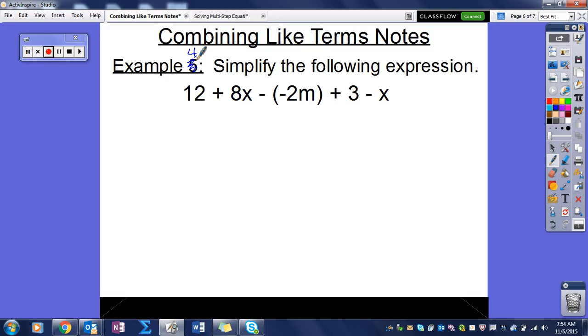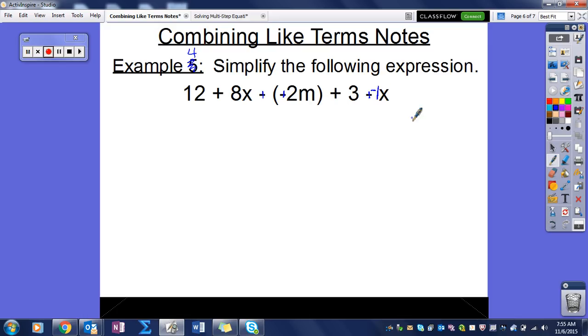So we need to go through and change all of our subtractions. So here's a subtraction. I'm going to keep 8x the same, change subtraction to addition, and change the negative 2m to 2m. And then I have a subtraction here. I'm going to keep 3 the same, change subtraction to addition, and I'm going to change x to negative x, but I need to make sure I put my 1 for my coefficient.